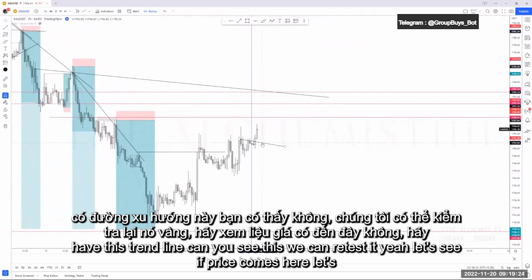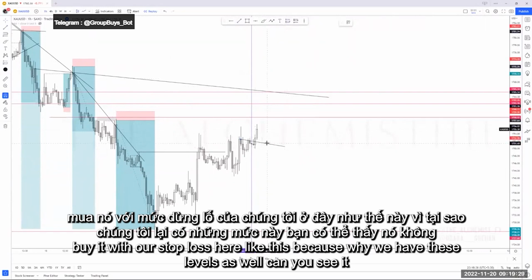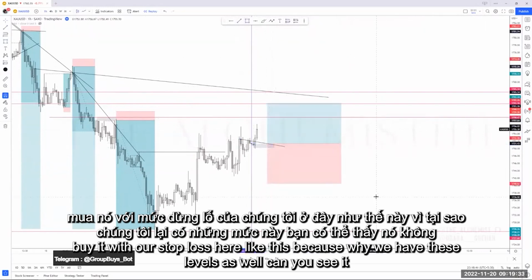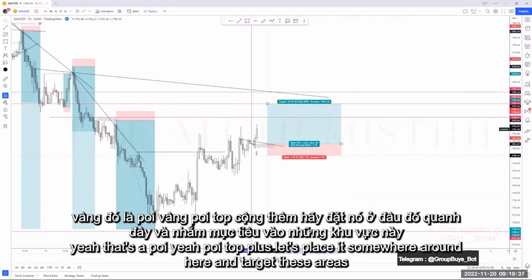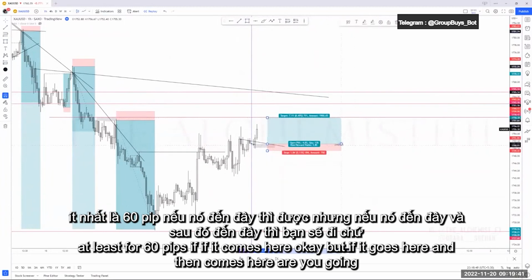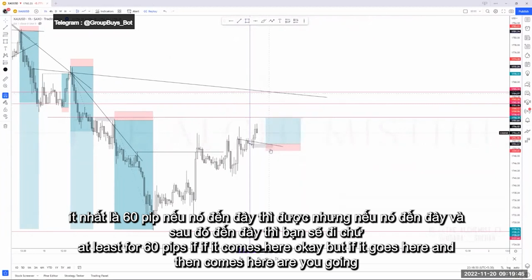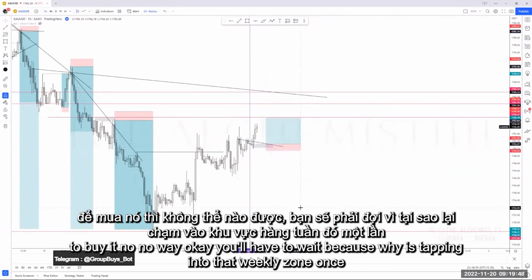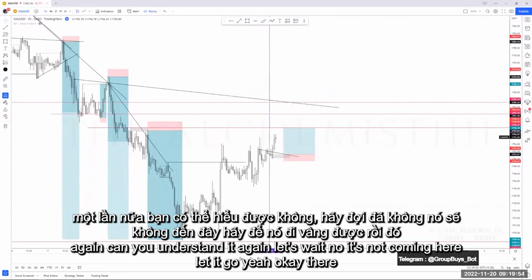Let's see if price comes here. Let's buy it with our stop loss here, like this. Because why do we have these levels as well? Can you see it? As a POI. Stop loss, let's place it somewhere around here and target these areas at least for 60 pips if it comes here. But if it goes here and then comes here, are you going to buy it? No way. You'll have to wait, because this is tapping into that weekly zone once again. Can you understand that?